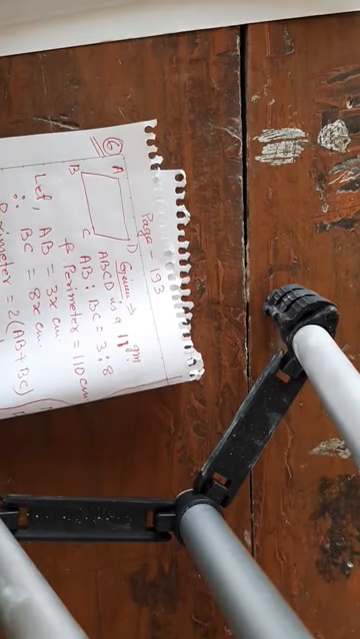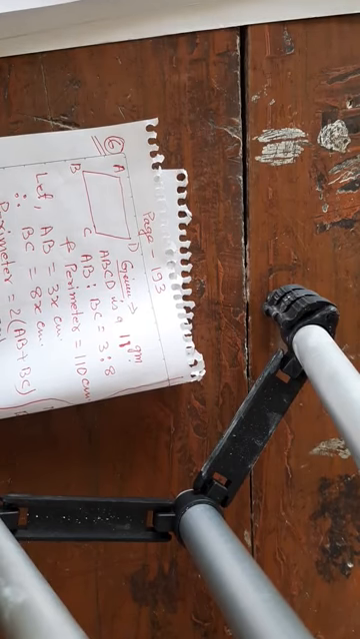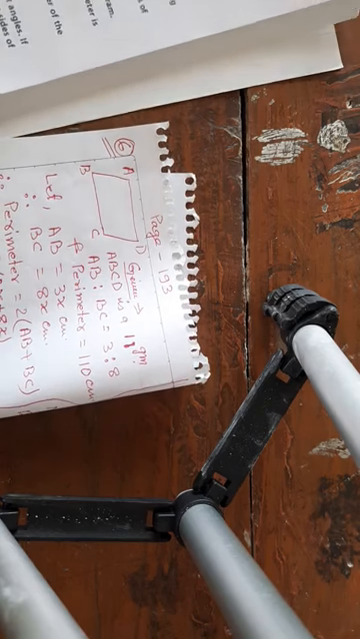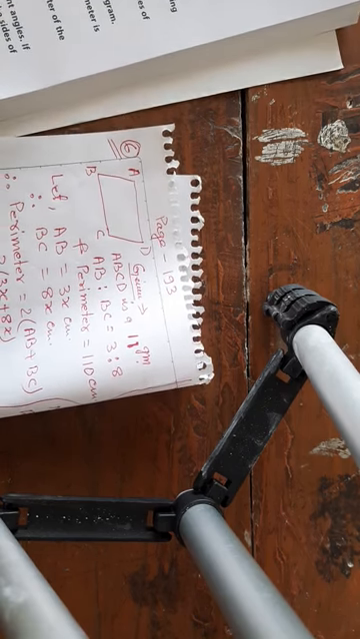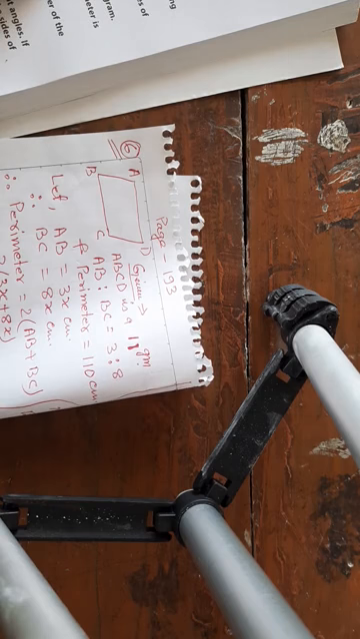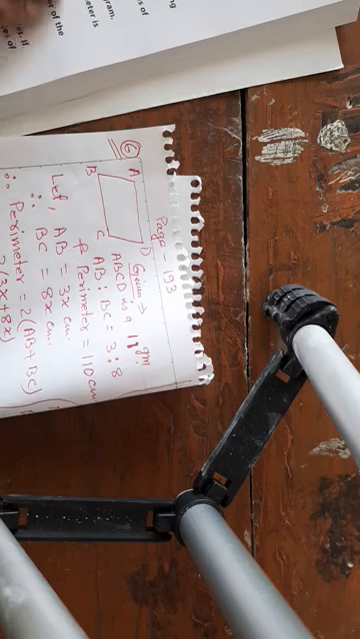Today, remaining problems of worksheet 2, page 193. First, question number 6. Two adjacent sides of a parallelogram are in the ratio 3:8 and its perimeter is 110 centimeter. Find the sides of parallelogram.